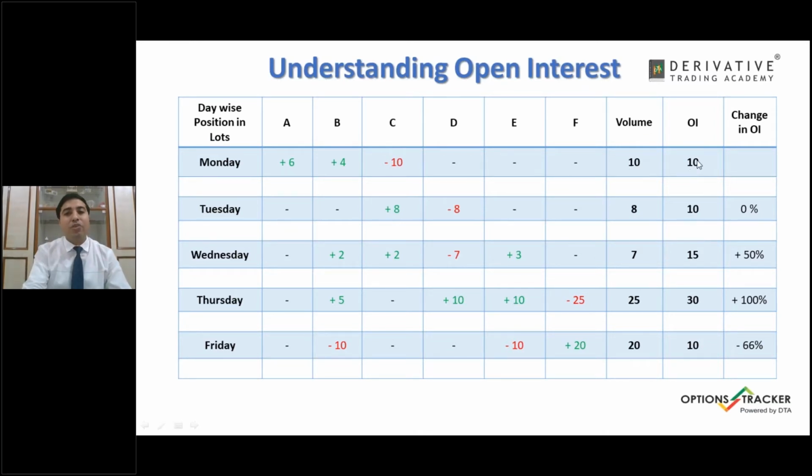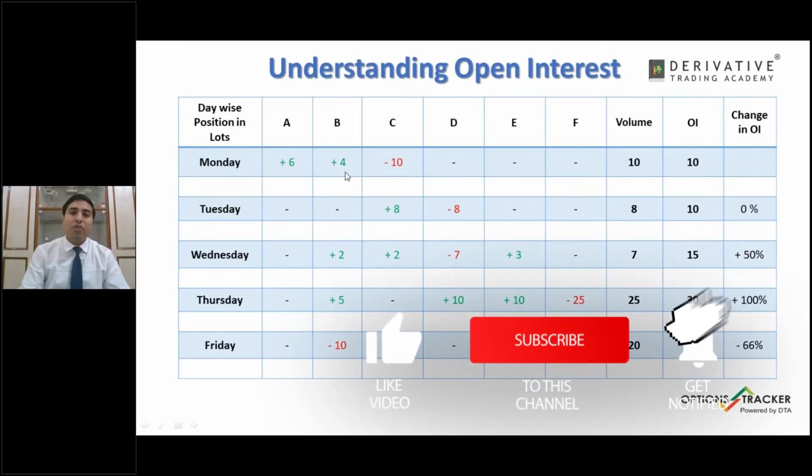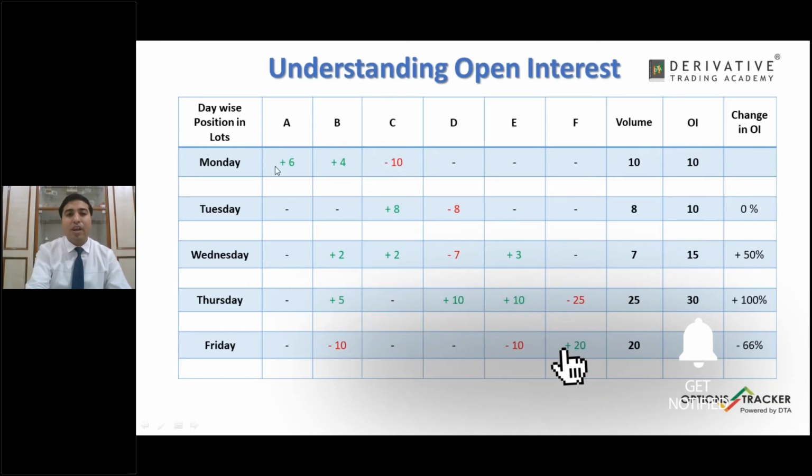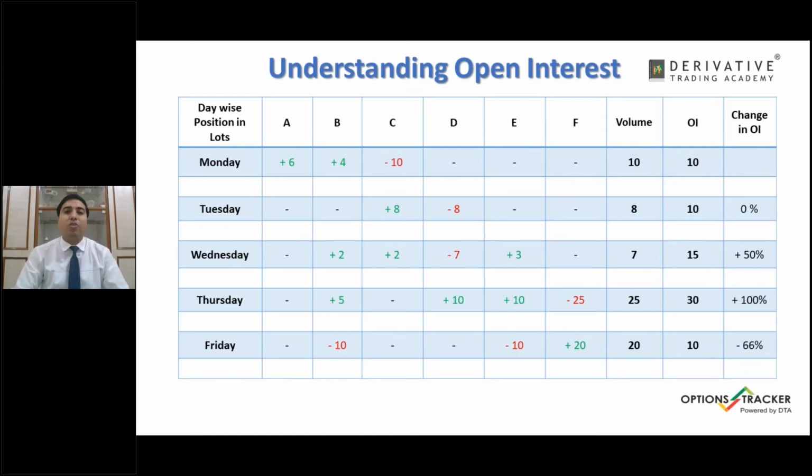Now open interest is also 10, because A has 6 open positions on the long side, B has 4 positions on the long side, and C has 10 positions on the short side. If I combine long and short, I have a net of 10 positions open. So open interest of 10 means 10 positions are on the long side or 10 positions are on the short side.